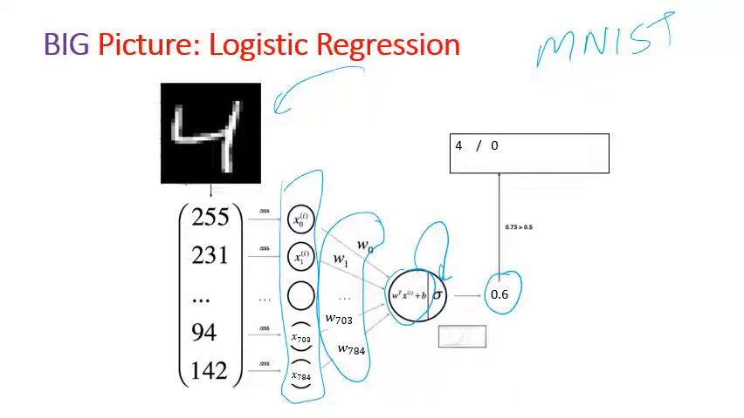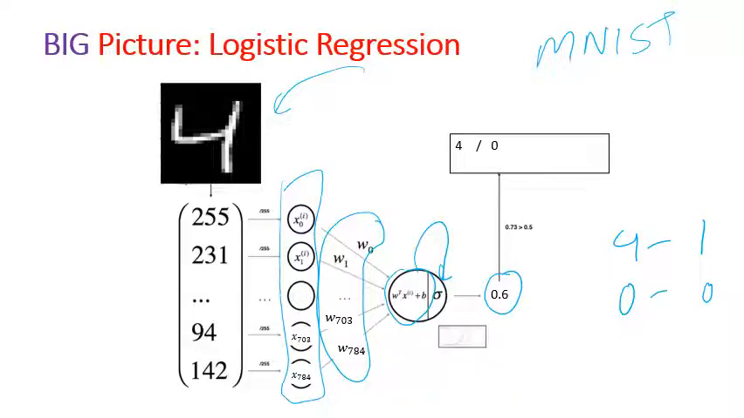Because I am discussing a binary classifier, here let's say I have two sets of images, either it belongs to 4 or it belongs to 0. So let's say for 4 my label is 1, and for image 0 my label is 0.